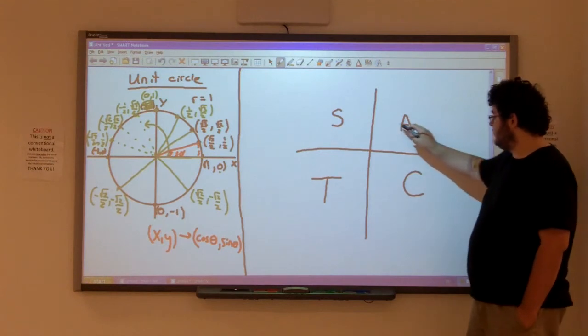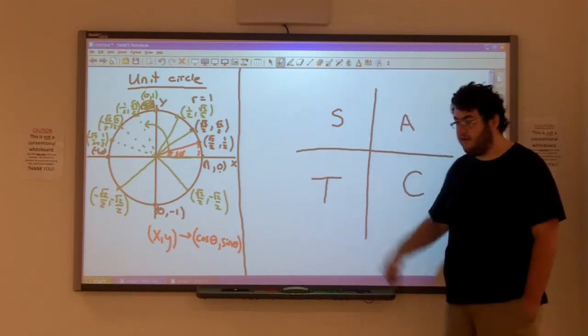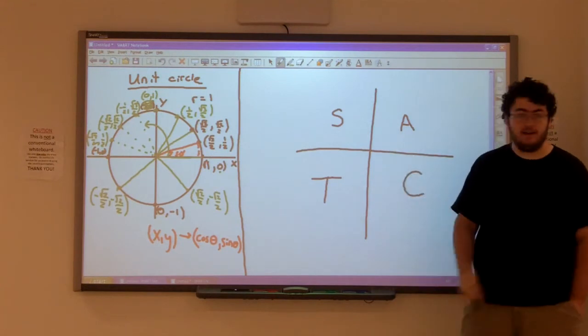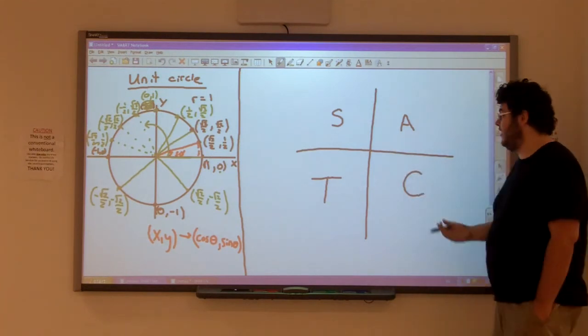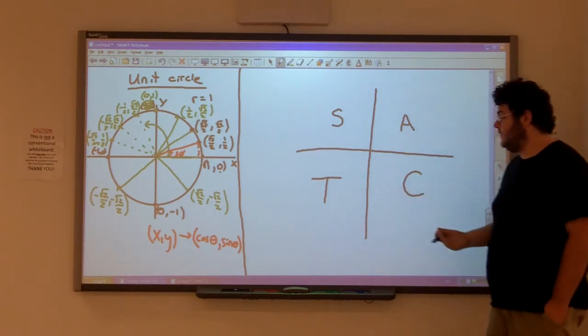So if you can remember this, you can remember which ones are positive. People say "All Students Take Calculus," but you can have your own little mnemonic. So this is how you can remember positive and negative signs.